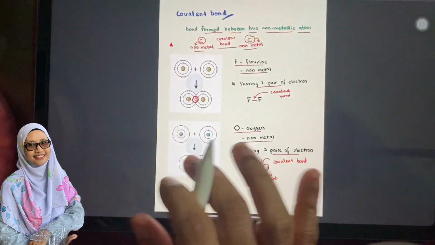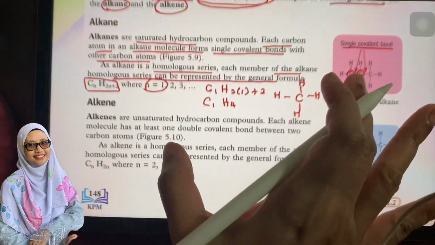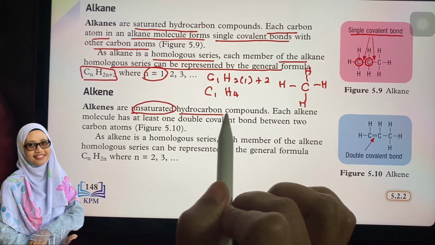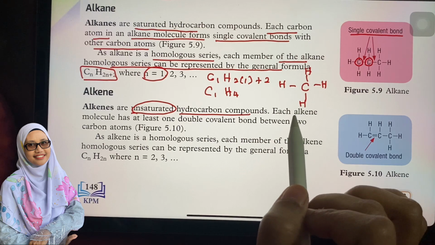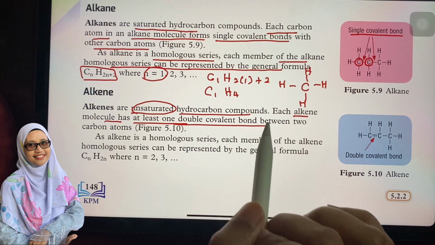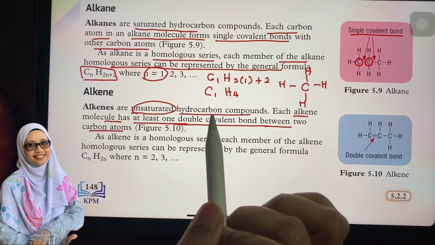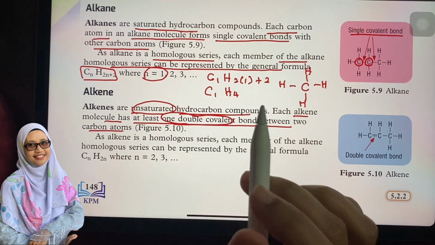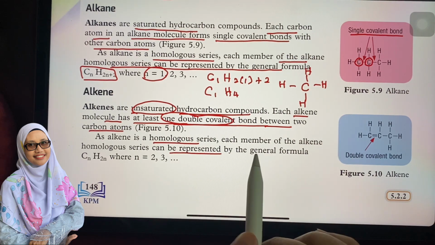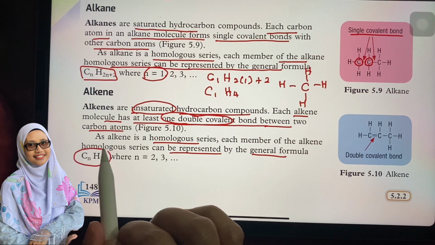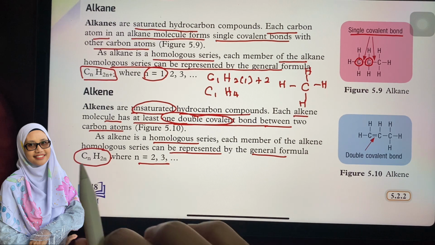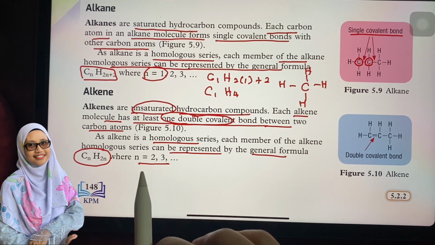Okay, so now we go back to our alkene. Alkene is an unsaturated hydrocarbon compound. It means that each alkene molecule has at least one double covalent bond between two carbon atoms. The homologous series can be represented by the general formula CnH2n, where n starts with 2.